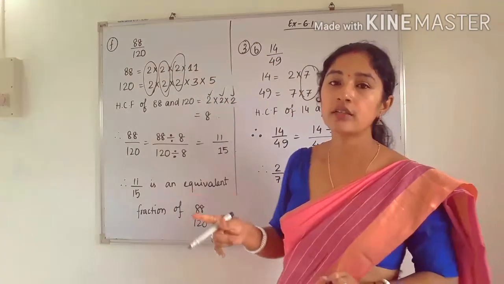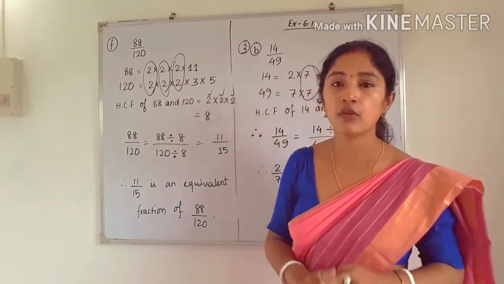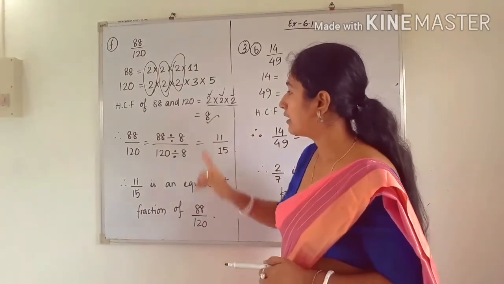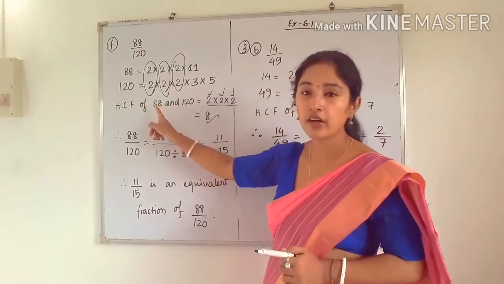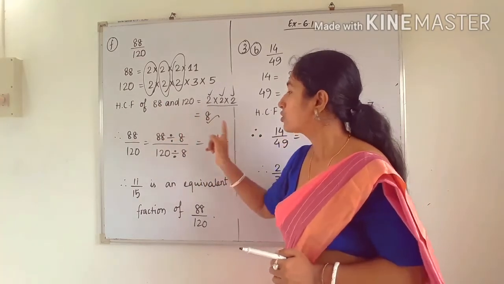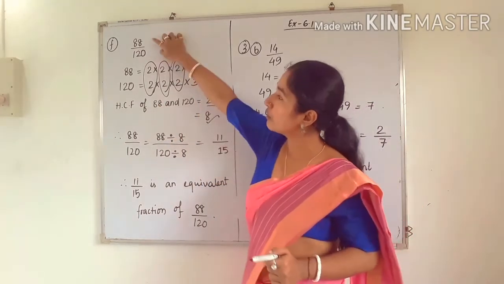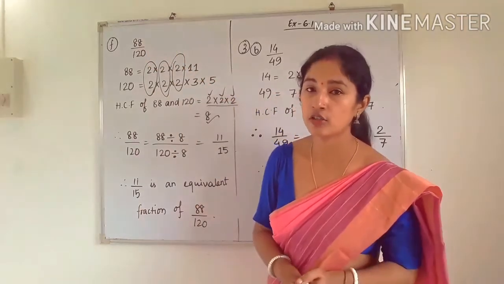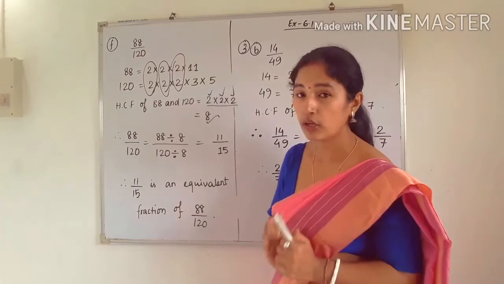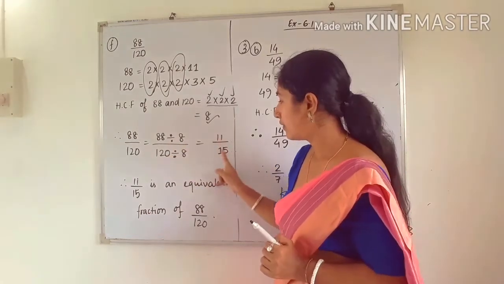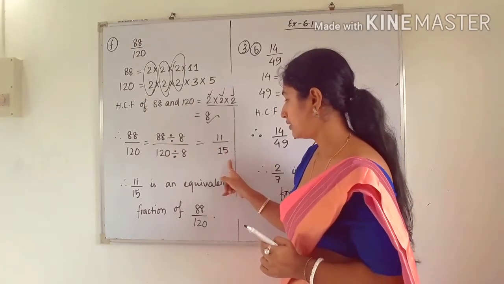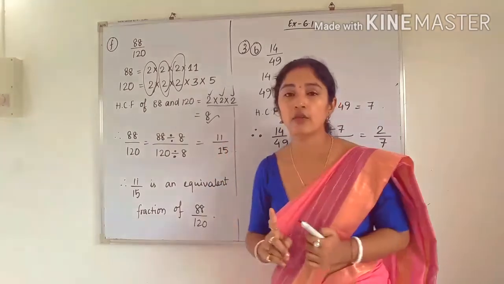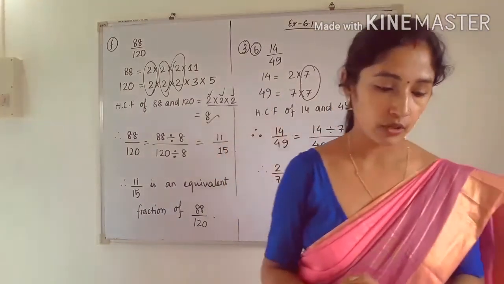So what we have to do in HCF, we have to write the common factors and multiply them. So 2 into 2 into 2 is 8. So 8 is the HCF, or you can say the common factor of 88 and 120. By this 8 we can divide the numerator and the denominator to get an equivalent fraction of 88 by 120. So 8 11s are 88 and 8 15s are 120. This is 11 by 15, which is an equivalent fraction for 88 by 120.